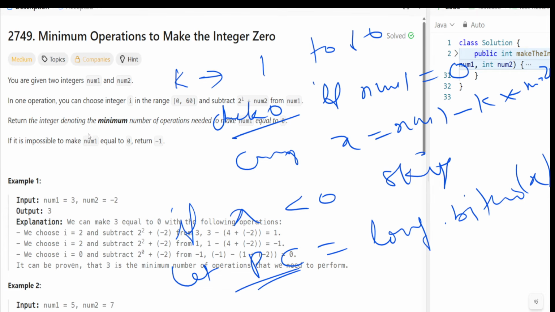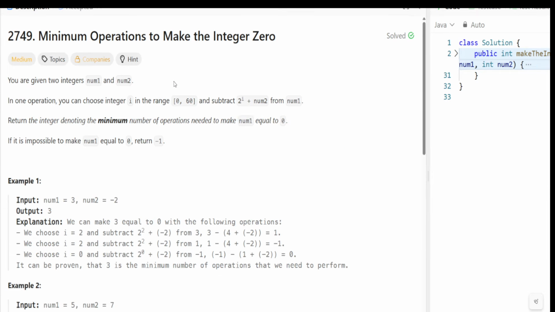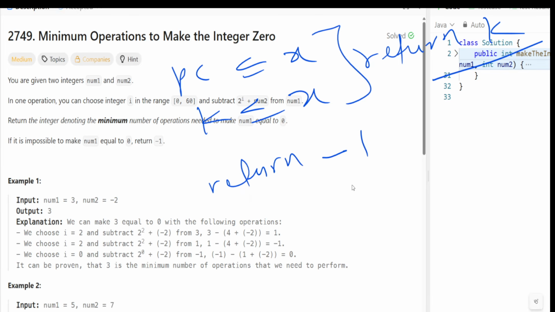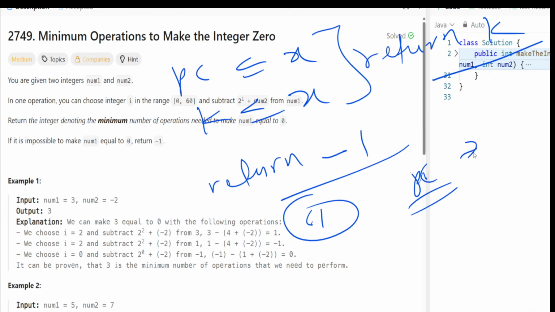Pop count means the number of set bits. Then you will check: if the pop count is less than or equal to x, and k is less than or equal to x, return k, correct? If not, return -1. You can do that, and it will work. In both cases, we loop 61 times and do the pop count, and that will work in O(1) time, we can say.